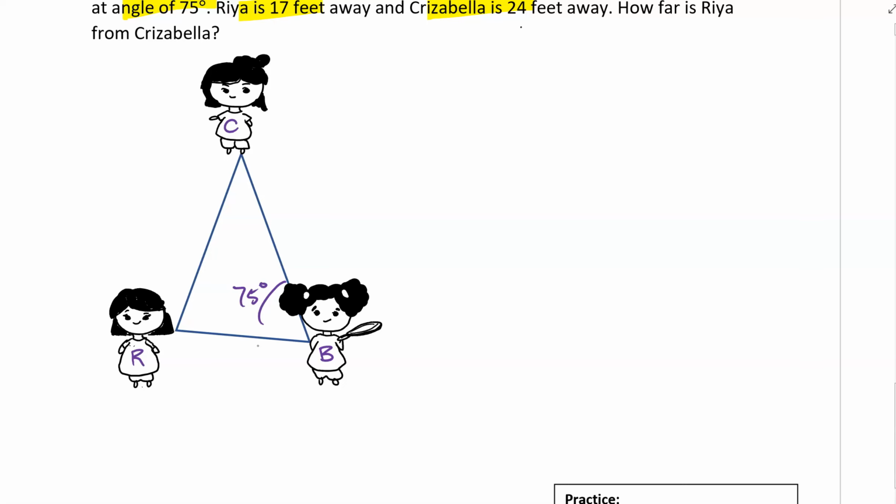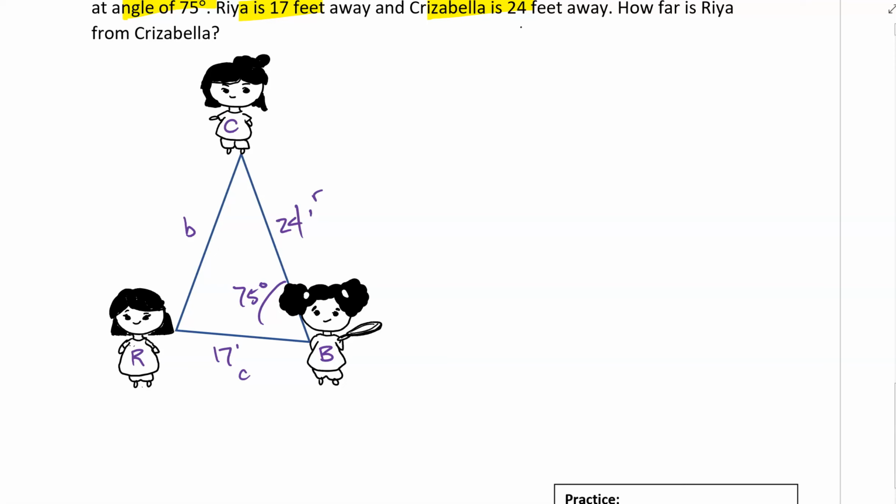We also know that Rhea is 17 feet away from Brianna, so we can write 17, apostrophe for the feet symbol. And 24 feet is Crisabella right there. The question is asking you, how far away is Rhea from Crisabella? We can use anything we want, but since I used B, R, and C, I'll use a lowercase b there. This will be lowercase c, and this will be lowercase r. Okay, now we have everything labeled out.